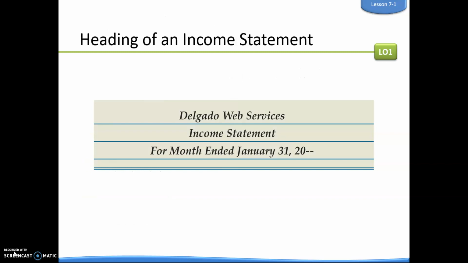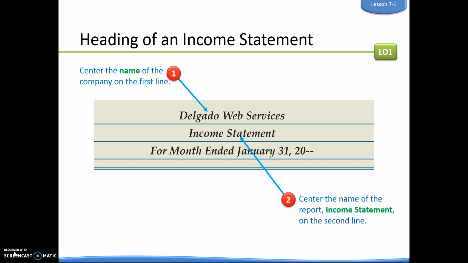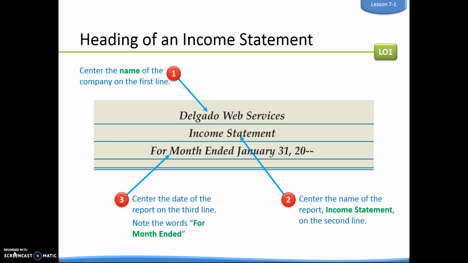So the heading, of course, always goes at the top of your financial statement. Again, it's the name of the company, the name of the statement, and then again, we put the words for month ended, whatever the month happens to be. Of course, if it were for the year, it would be for year ended 2019, 2020, etc.